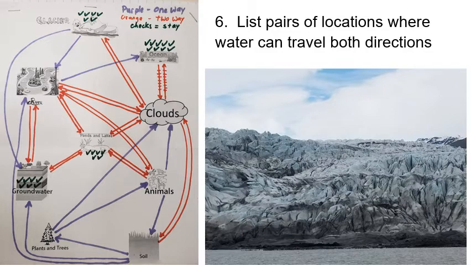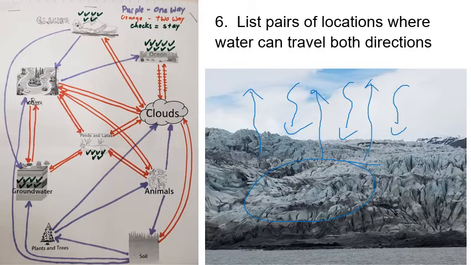Here's a glacier again. Now, glaciers are only formed when snow falls from the clouds and piles up and makes this big chunk of ice. But ice is water. It can also evaporate. Glaciers, especially in the summertime, evaporate and can form clouds. So between glaciers and clouds is a two-direction example of motion.